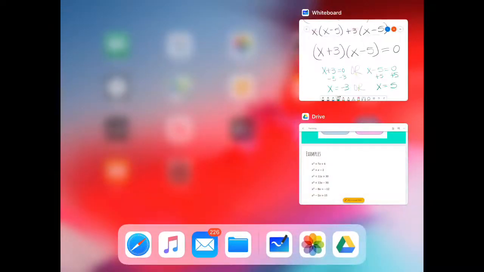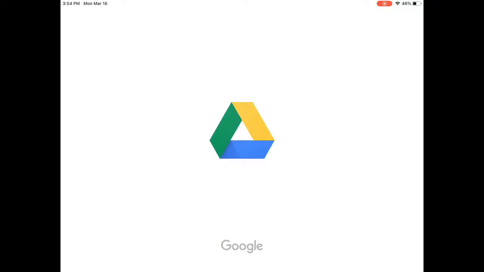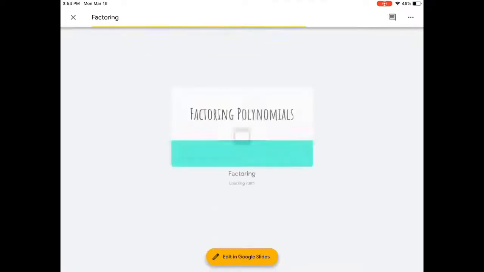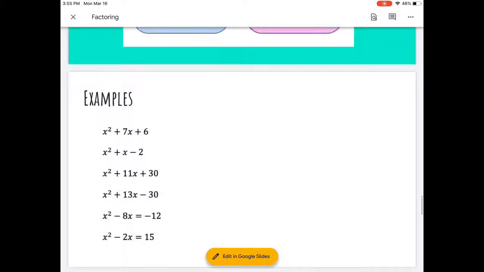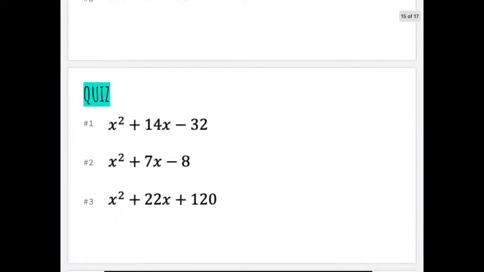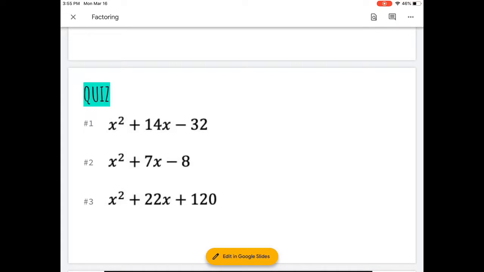Okay, so those were the examples for this factoring trinomials. If you need further examples, feel free to reach out. Otherwise, go ahead and try these 3 problems on your own. If you want the answers, go ahead again, reach out, and I can provide those for you for these 3 questions. Otherwise, you can also quiz yourself with the 3 questions provided here. And again, if you want the answers, feel free to reach out.